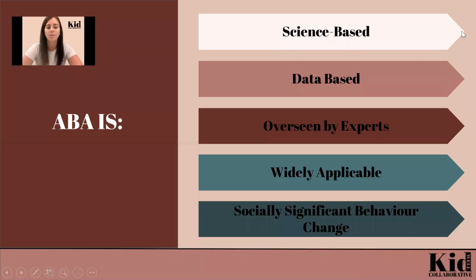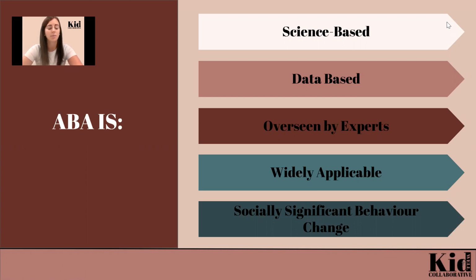So when we say that ABA is science-based, this means that all aspects of ABA have been developed through science. The methods and strategies have been tested thousands of times through scientific research studies and have proven to be effective. ABA is data-based. This means that when we're implementing strategies, we're collecting data to ensure that progress is actually happening. ABA is overseen by experts.